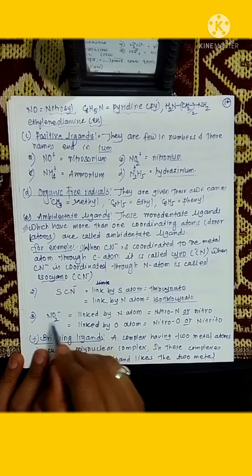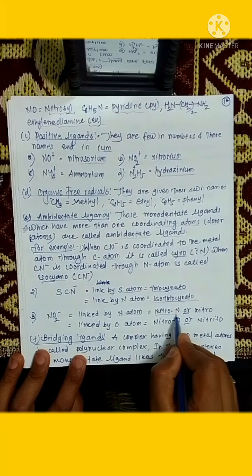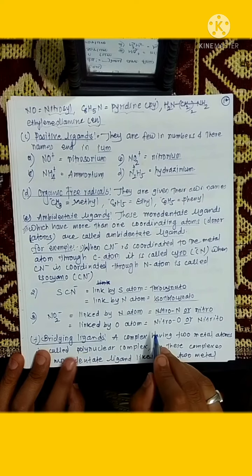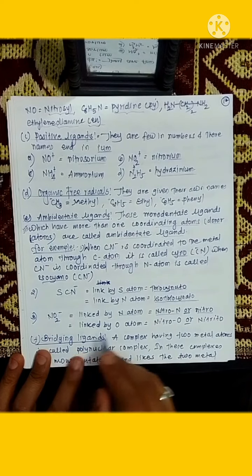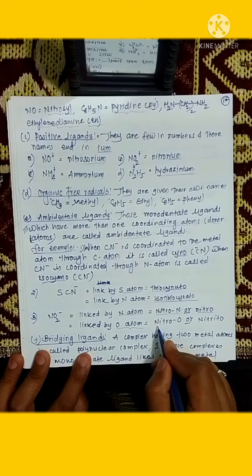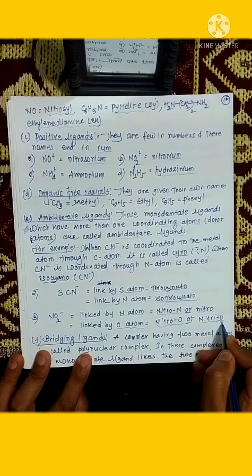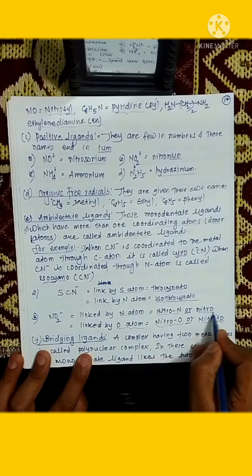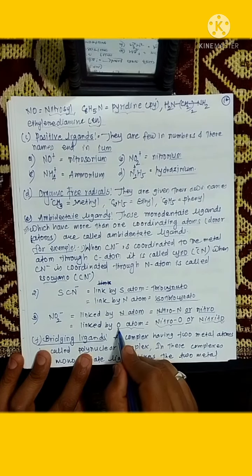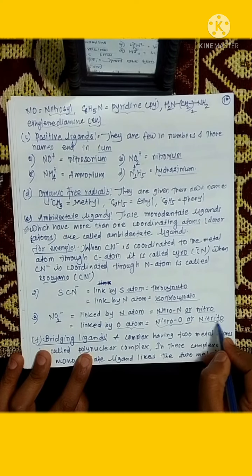NO2 minus. If the central metal atom joins this ligand through the nitrogen atom, then it is known as nitro-N, or simply nitro. And if the central metal atom joins this ligand through the oxygen atom, then it is known as nitro-O, or nitrito. Just see the difference. If it is joined by the nitrogen atom, then it is simply known as nitro. And if it is joined by oxygen, then it is written as nitrito, ITO.